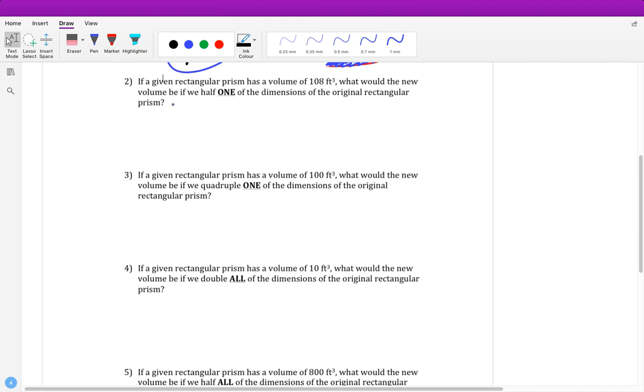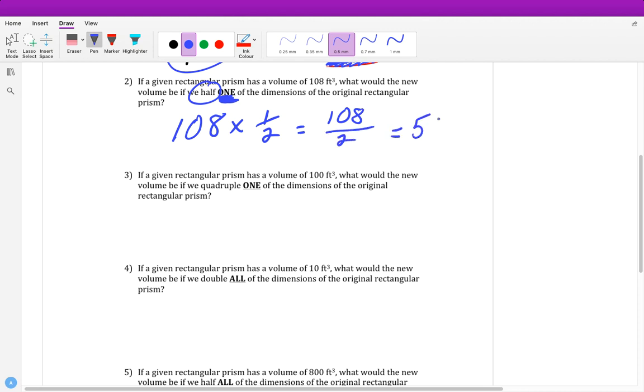So for question number 2, if a given rectangular prism has a volume of 108 feet cubed, what would the new volume be if we half one of the dimensions? Once again, we are only changing one dimension. And what are we doing to it? We're halving it. So that means we are multiplying it by half. So we times this by 1/2, which is then equal to 108 divided by 2, which is then equal to 54. So we can then say that the volume of the new figure after we half one dimension will be 54 feet cubed. All right?